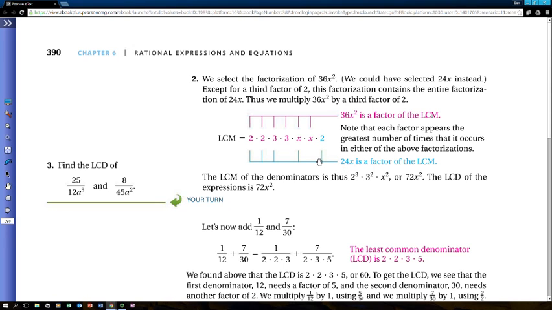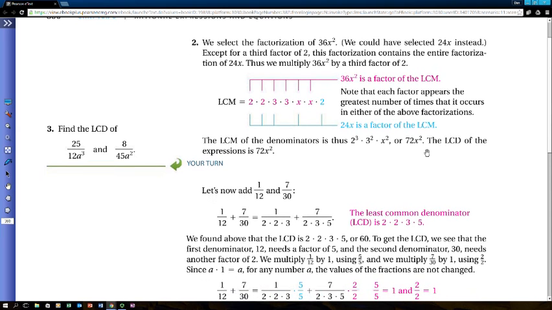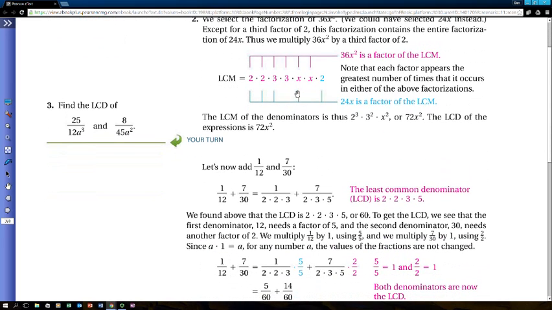So what we take is what is written here. Instead of representing this 2 twice as 2 squared, I only have to represent it once if it occurs in both, right? Then you multiply those commons represented in an overlap way. We multiply that out and we'll get 72x squared in this case, which is the LCM, or LCD really, because we're talking about denominators of those fractions, of 72x squared.